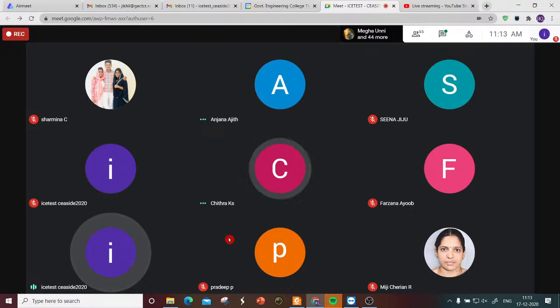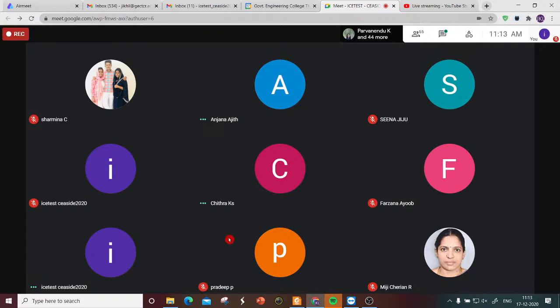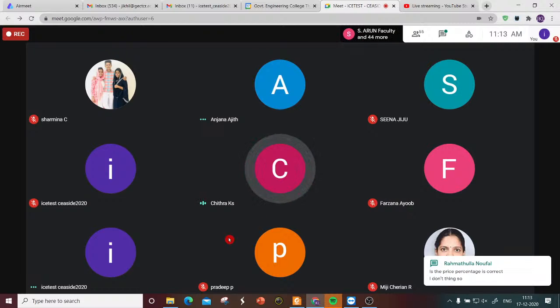What is the grade of fly ash you have used? It's Class C. Why can't you use Class S? We can use, but we had chosen this one for this experiment. You can use both. Is it matching with the composition of the cement? Yes. Then okay, Chitra.